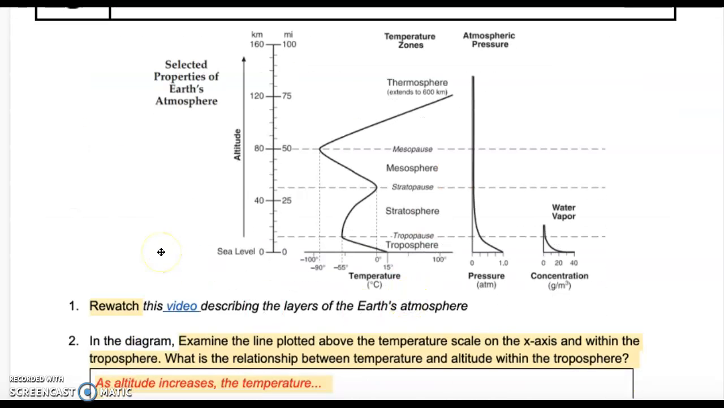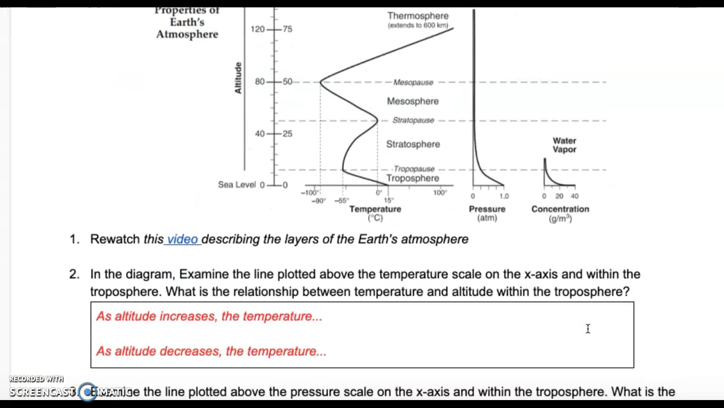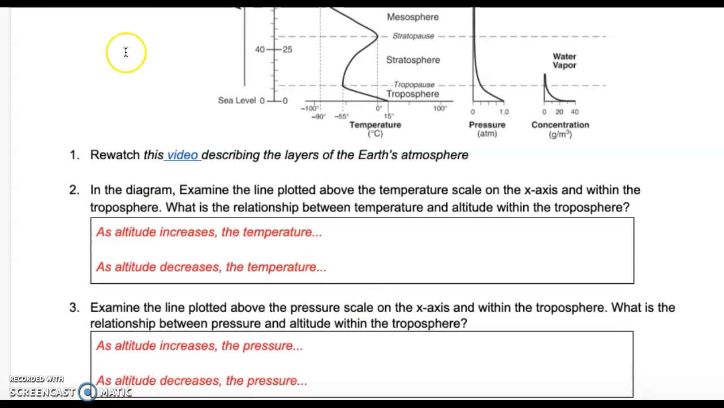Now, this is important. Before you do the next set of questions, you should rewatch this video describing the Earth's layers of the atmosphere and then answer these questions. Good luck.